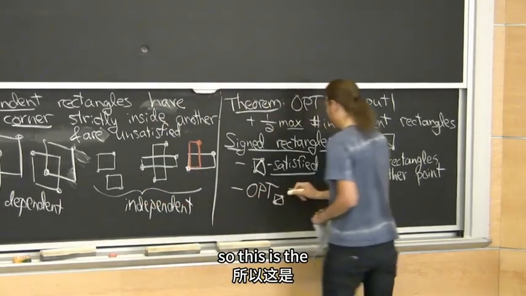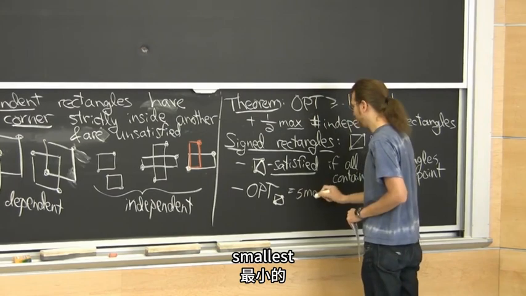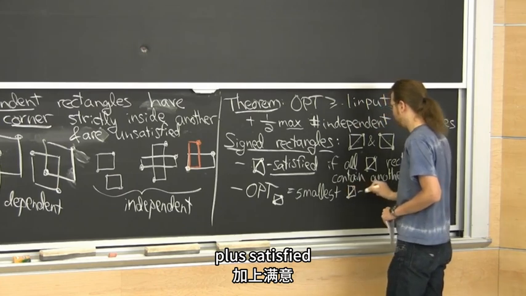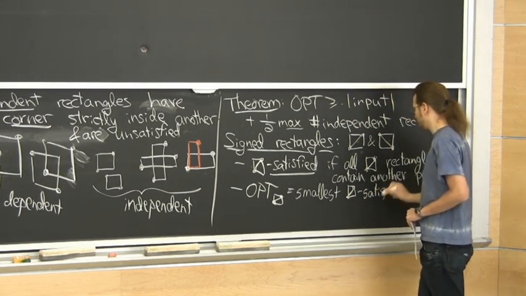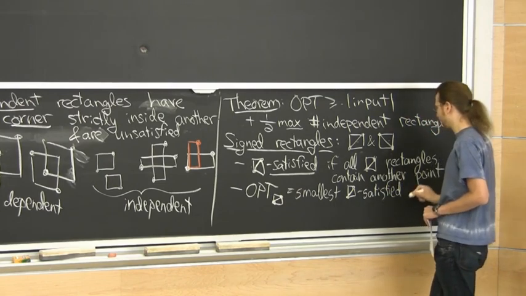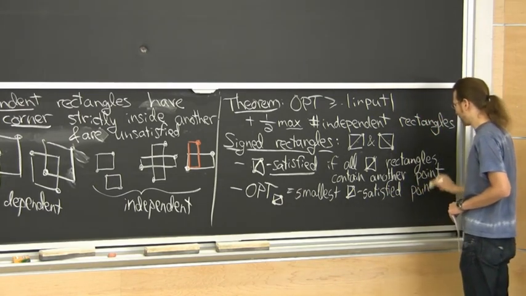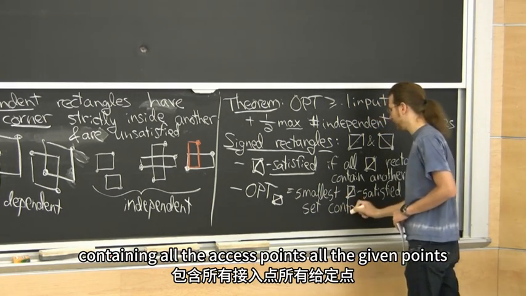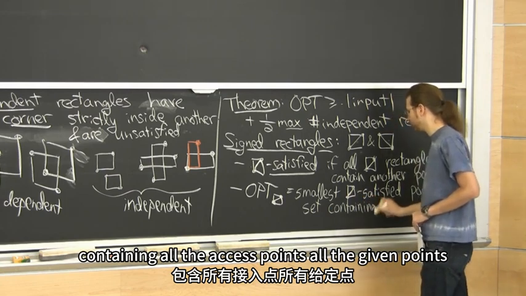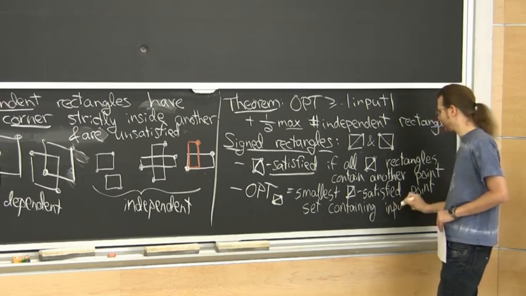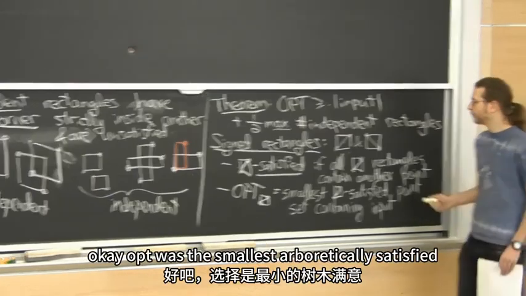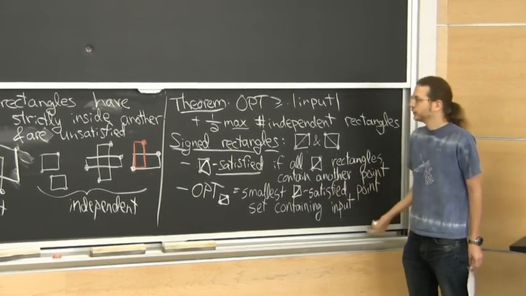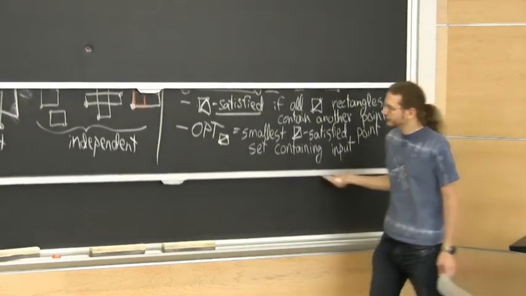So this is the smallest plus satisfied point set containing all the access points, all the given points. So we'll call that the input. Okay, opt was the smallest arbitrarily satisfied. Opt plus is you just look at plus rectangles.